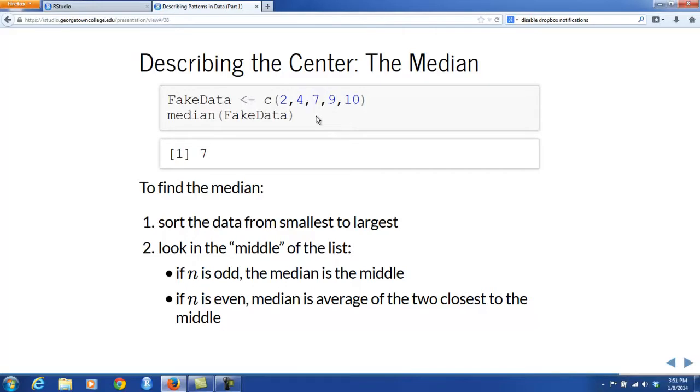Now, if there had been an even number of numbers, then there would have been 2 numbers that were equally close to being the middle, and you would just average those 2, and that would be reported as the median. That's how R finds a median.